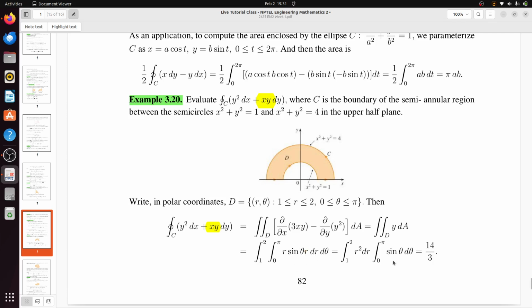If you split it, you will get r square dr from 1 to 2 and sin theta d theta from 0 to pi. If you take r square, that will be r cube by 3, so that means 2 cube minus 1 cube by 3, that means 7 by 3. And from here, for sin theta the integration will be minus cos theta, minus cos pi minus cos 0, and cos pi is minus 1.